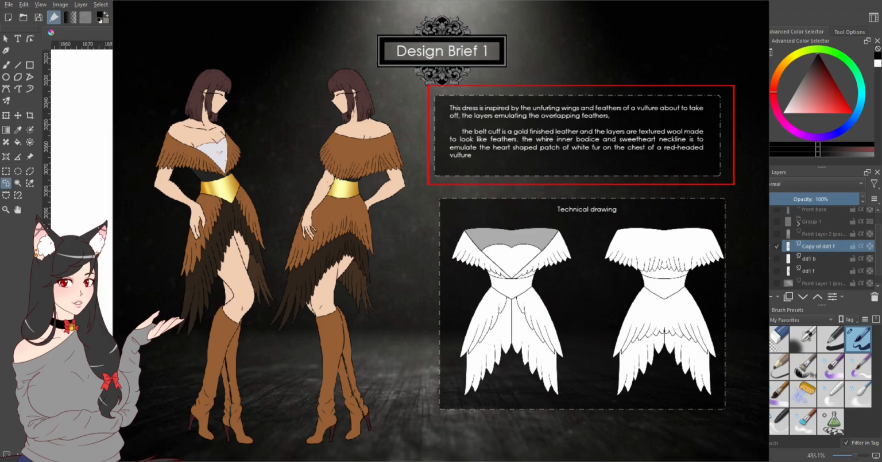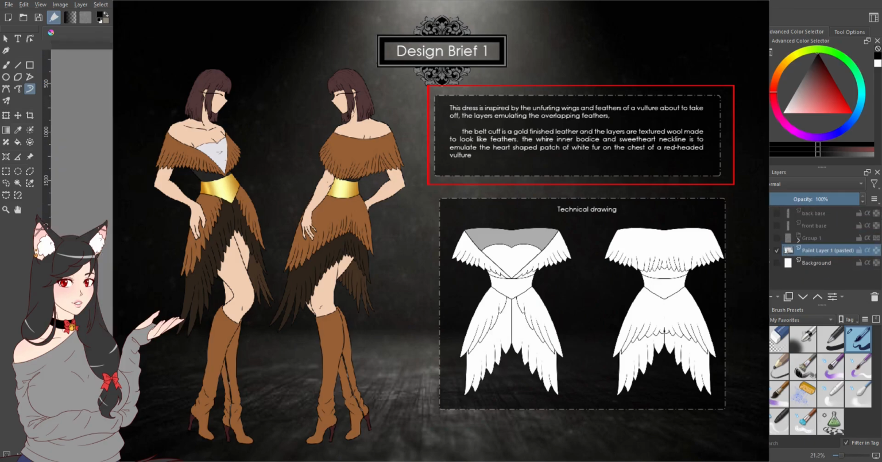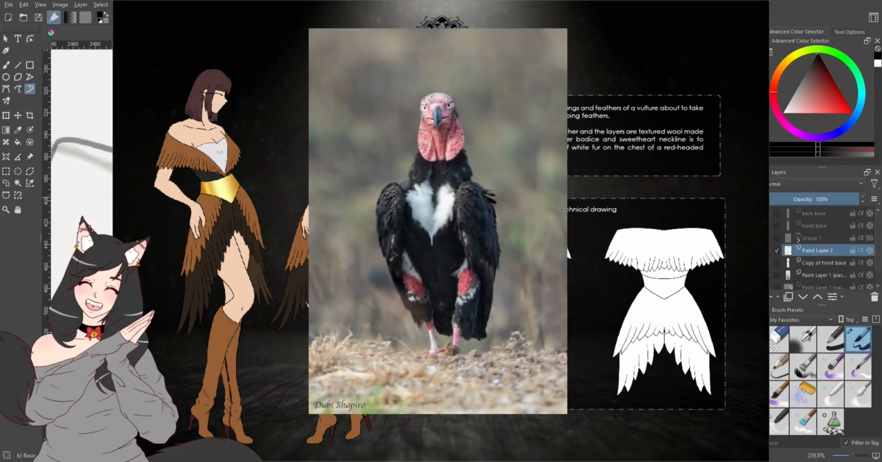The first design is the dress inspired by the unfurling wings and the feathers of a vulture about to take off, and the layers of the skirt are meant to emulate the layering of the feathers on a vulture. The belt cuff is a gold finished leather and the layers are textured wool made to look like feathers. The white inner bodice and the sweetheart neckline is to emulate that heart-shaped patch of white fur in the chest of a red-headed vulture, which, oh my god, it's such a cute detail.